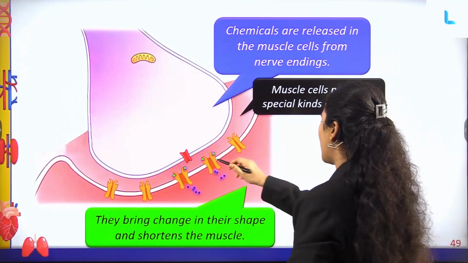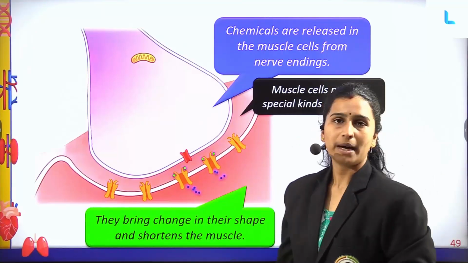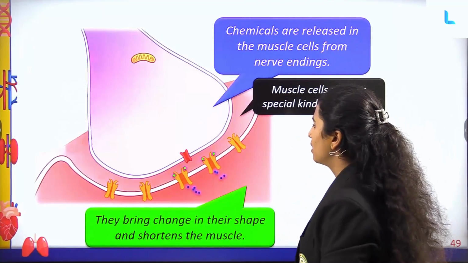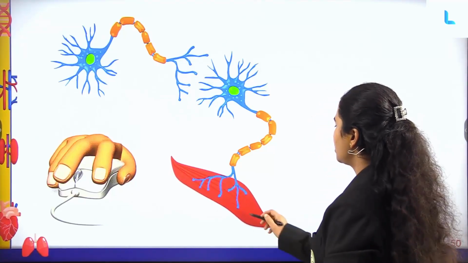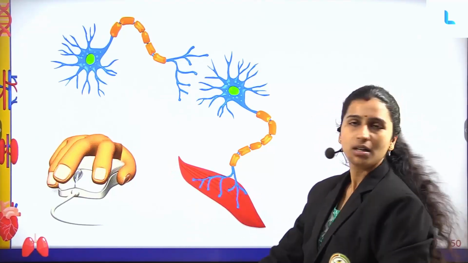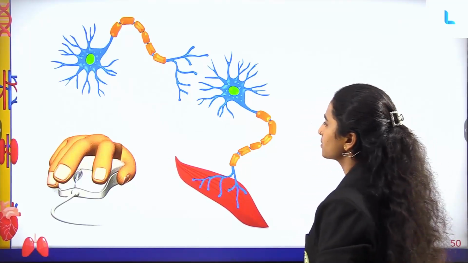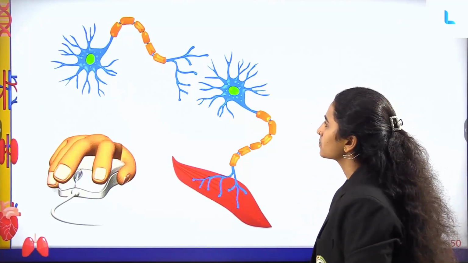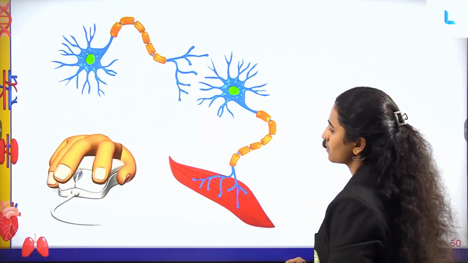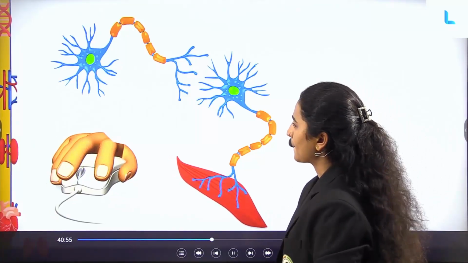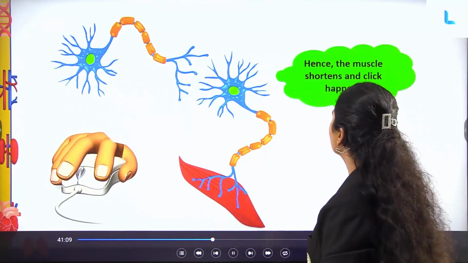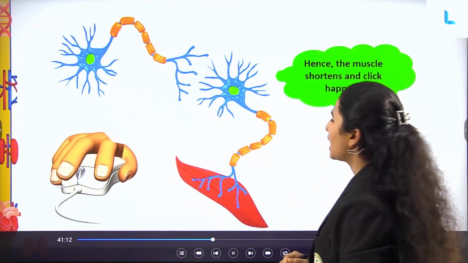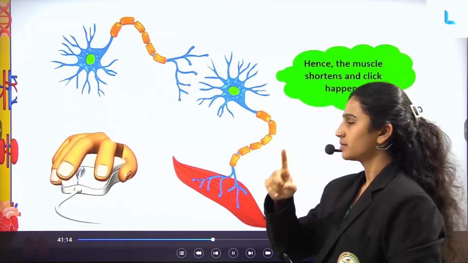See, they allowed the electric impulse to pass through it. So you can see the shortening of the muscle cells. So this is how we are going to move the cursor. Hence the muscle will shorten and the click will happen.